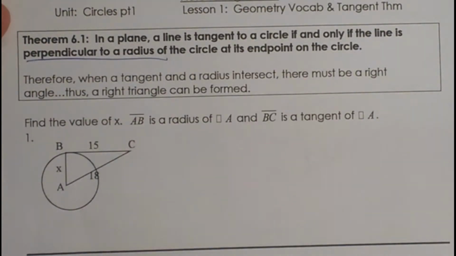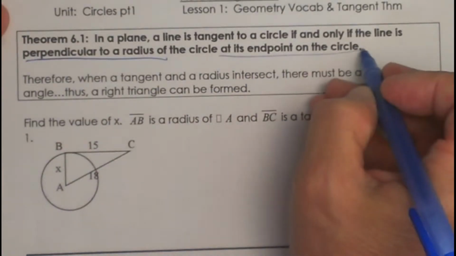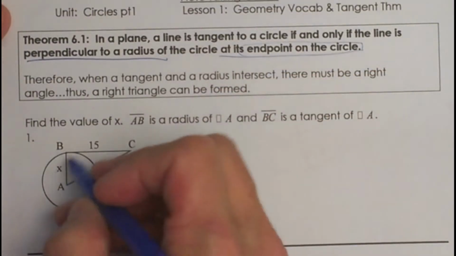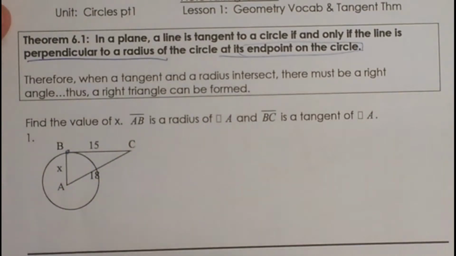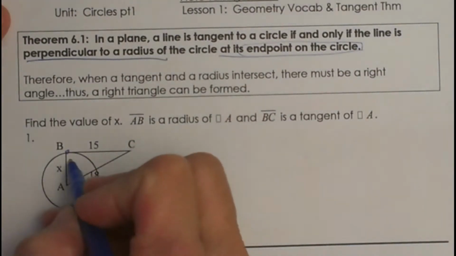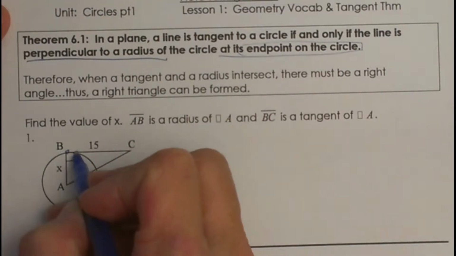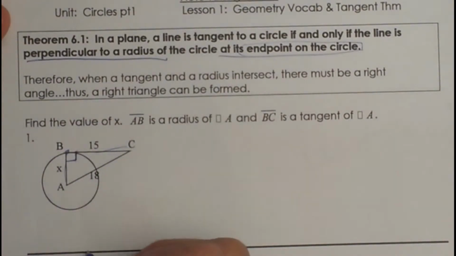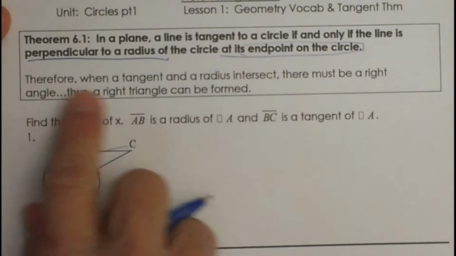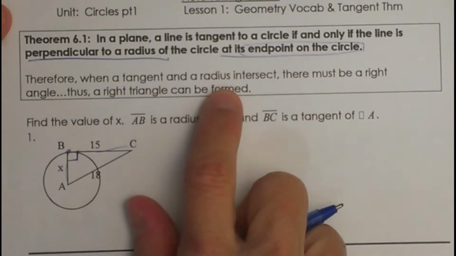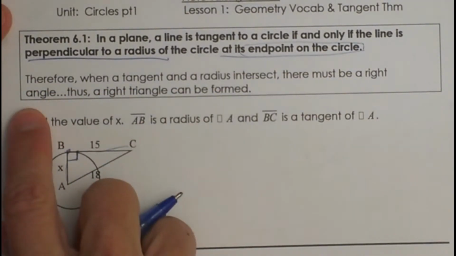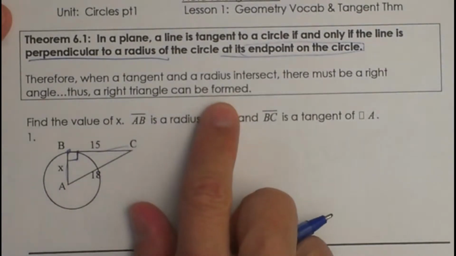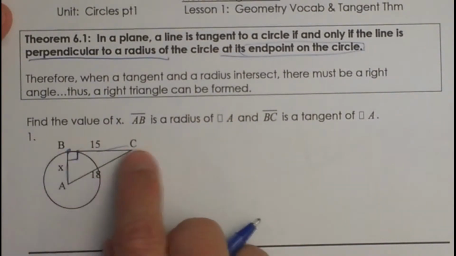Okay, so let's look at a picture of that. The endpoint of that radius, remember, lands on the circle. So here we've got a picture of it, and that means this angle right here is going to be a right angle because we have a tangent line. So anytime you have a tangent and a radius and they intersect, there must be a right angle. Thus, a right angle can be formed with a radius and a tangent.